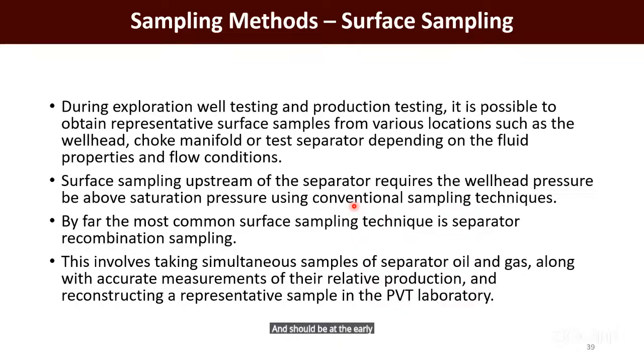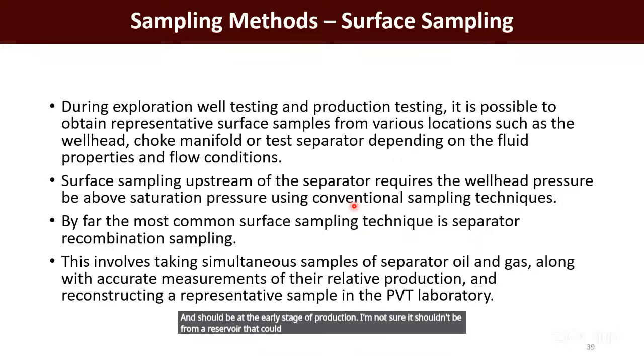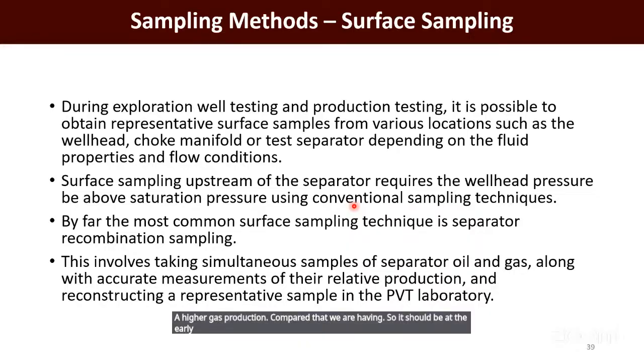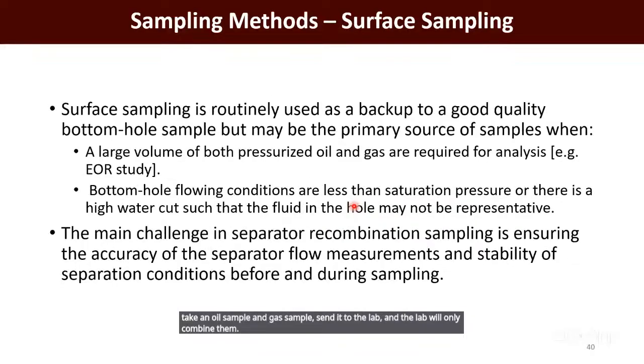Then we take a sample from the oil and the gas, and it should be at the early stage of production. It shouldn't be from a reservoir that has produced, for example, 1 million barrels, because it will not be representative, because the pressure may have dropped at the reservoir itself below the bubble point. So we would have a higher gas production compared to what we should have. So it should be at the early stage of production, stabilizing the production for a longer time. Then we take an oil sample and gas sample, send it to the lab, and the lab will recombine them.